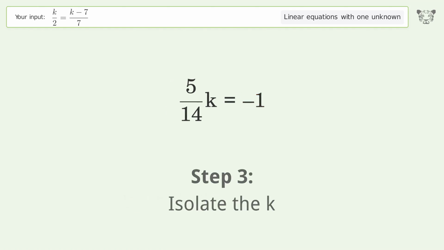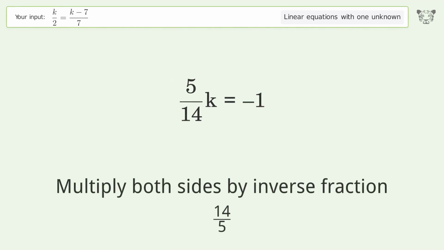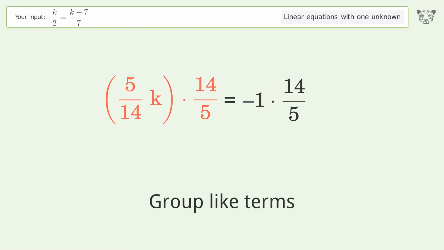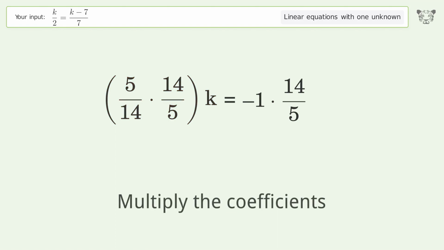Isolate the k. Multiply both sides by inverse fraction 14/5. Group like terms. Multiply the coefficients.